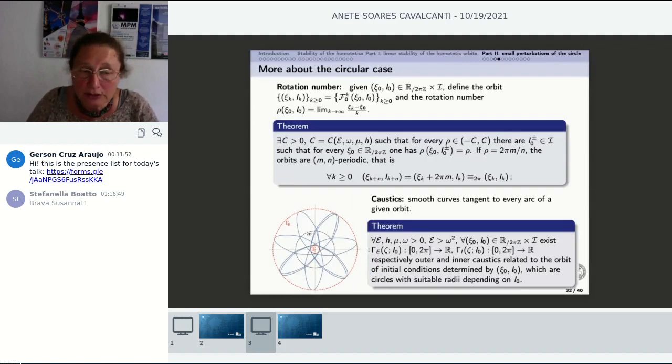Let me also notice that for the unperturbed case, associated with the invariant curves that we have, as I said, the map is integrable, and so all constant action curves are invariant curves. Related to each invariant curve, we have a pair of caustics. Caustics can be classified into inner and outer caustics. And in the unperturbed case, they are just the locus of the points having minimal and maximal distance from the center.